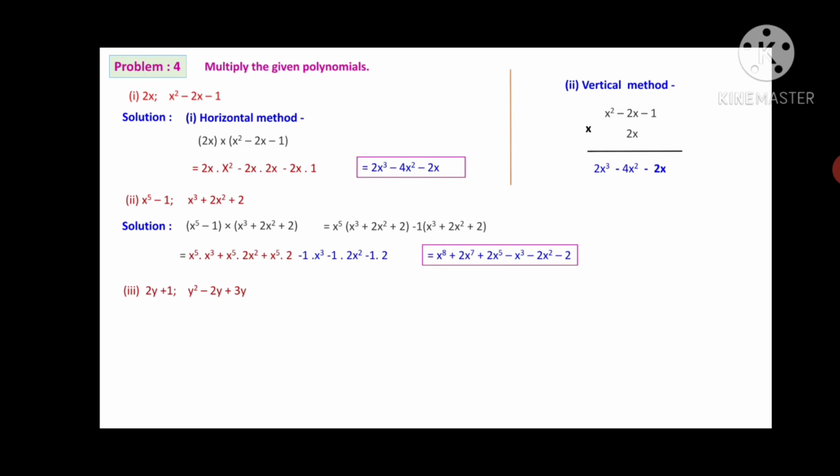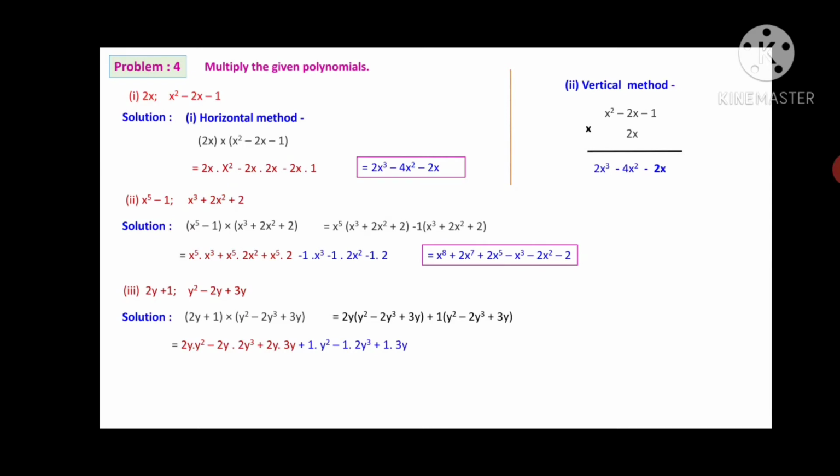Third problem: 2y plus 1 is multiplied to y square minus 2y cube plus 3y. We'll do the same as the second problem. Here 2y plus 1 is in one bracket and y square minus 2y cube plus 3y in the second. So we'll multiply 2y with the whole bracket, that is y square minus 2y cube plus 3y. Then plus 1 is multiplied with y square minus 2y cube plus 3y. So the product will be 2y into y square minus 2y into 2y cube plus 2y into 3y, plus 1 into y square minus 1 into 2y cube plus 1 into 3y.